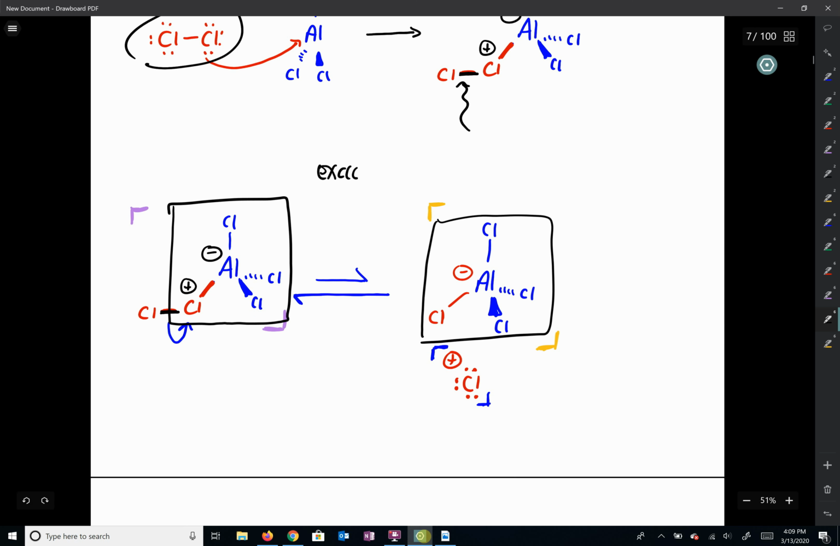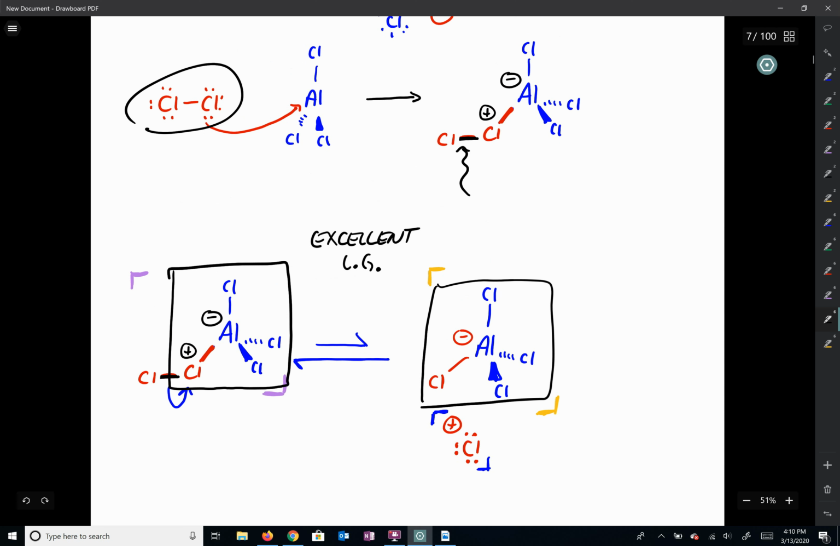Well, this isn't. Spelling is hard. Well, these are excellent leaving groups. This is a fantastic leaving group. And your first question should be, well, as compared to what? So keep this in mind here for just a second.